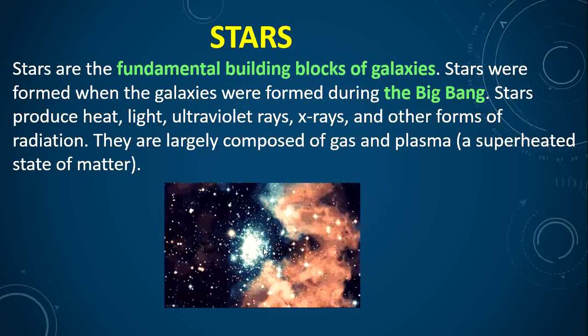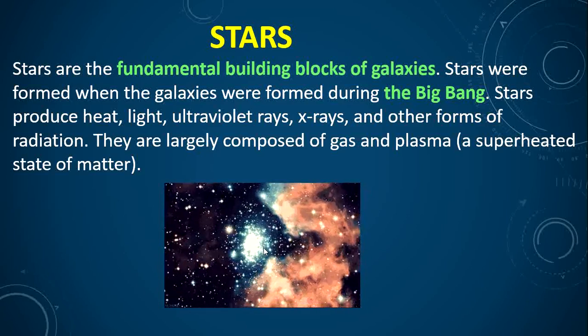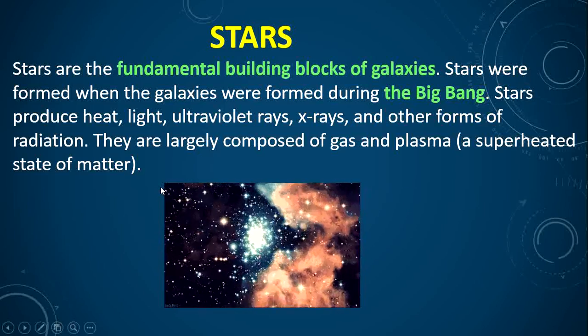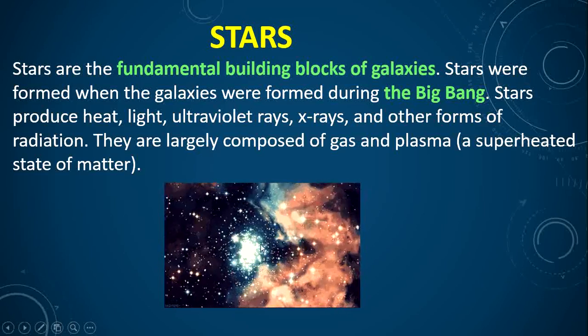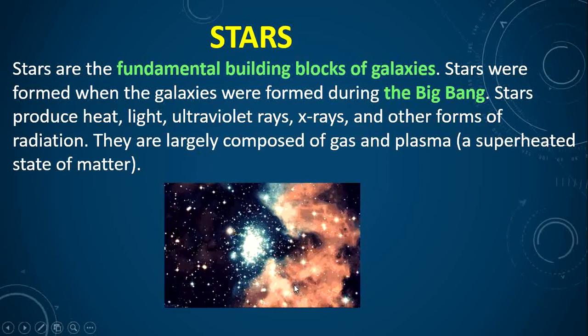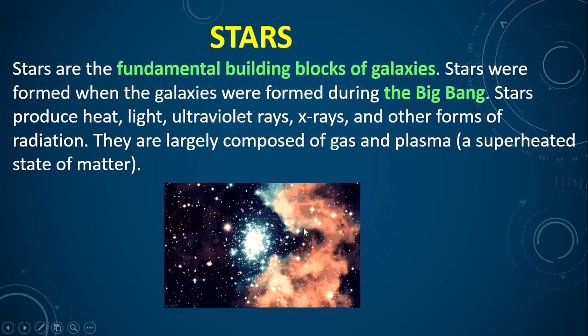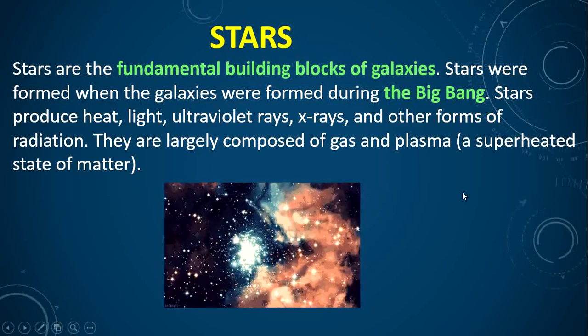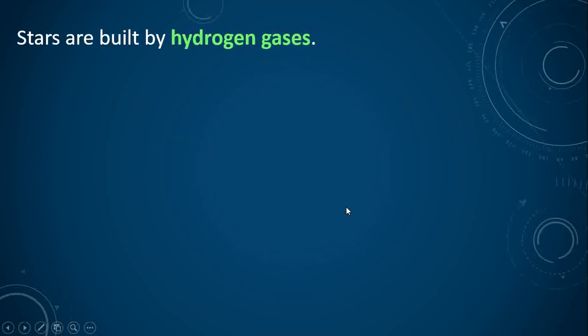So when the stars formed, they produced heat, light, ultraviolet rays, X-rays and other forms of radiation. And they are also largely composed of gas and plasma. What is plasma? Plasma is a superheated state of matter that produces an enormous amount of heat.